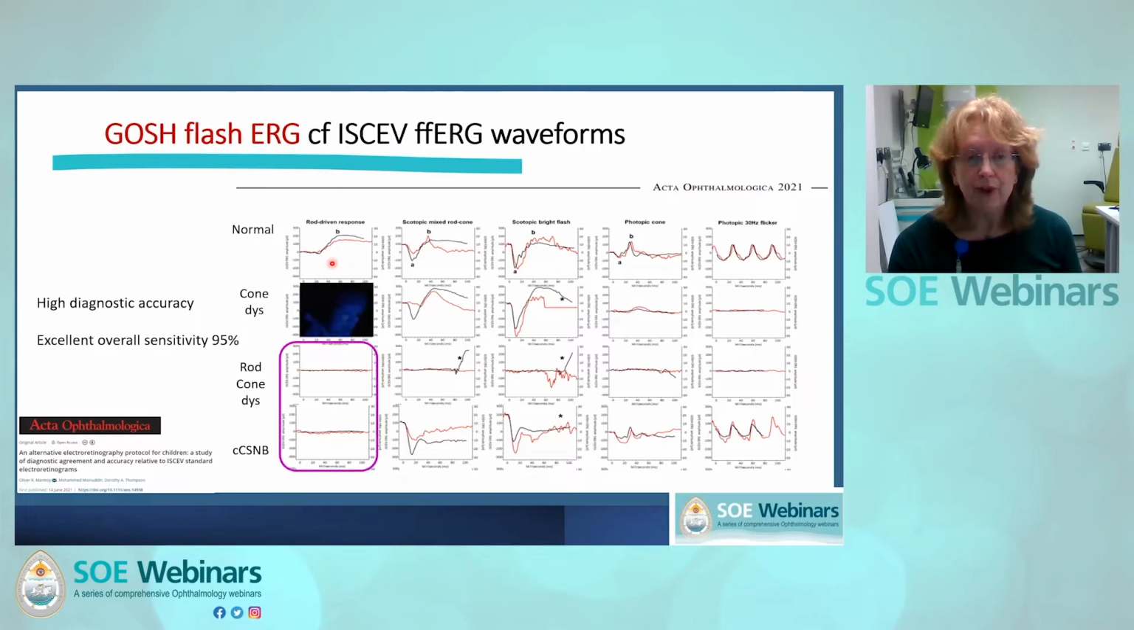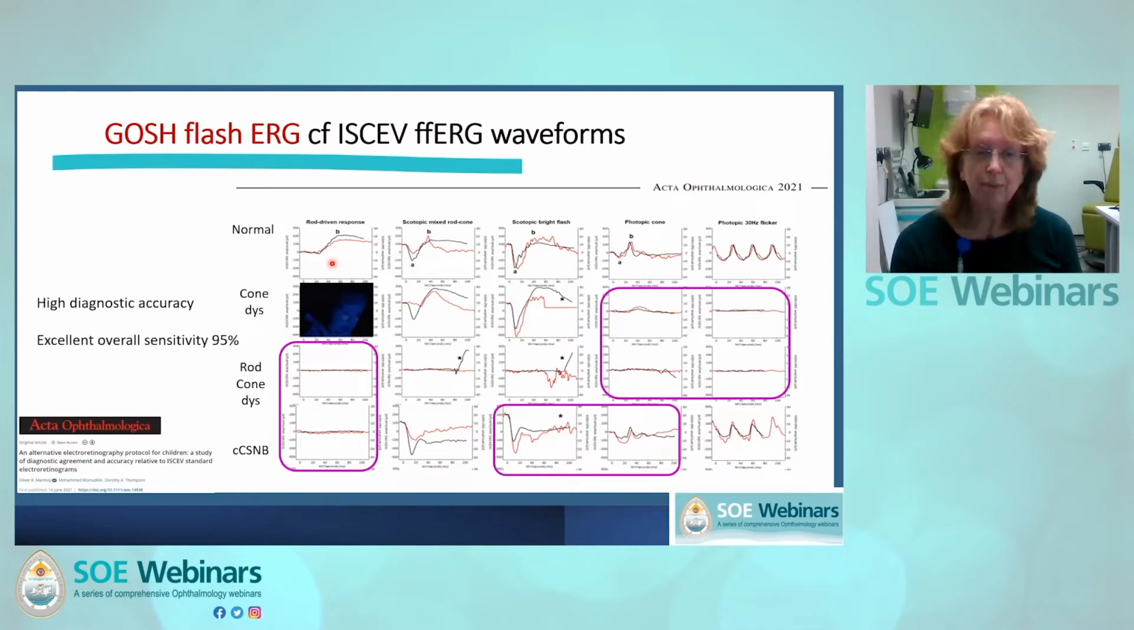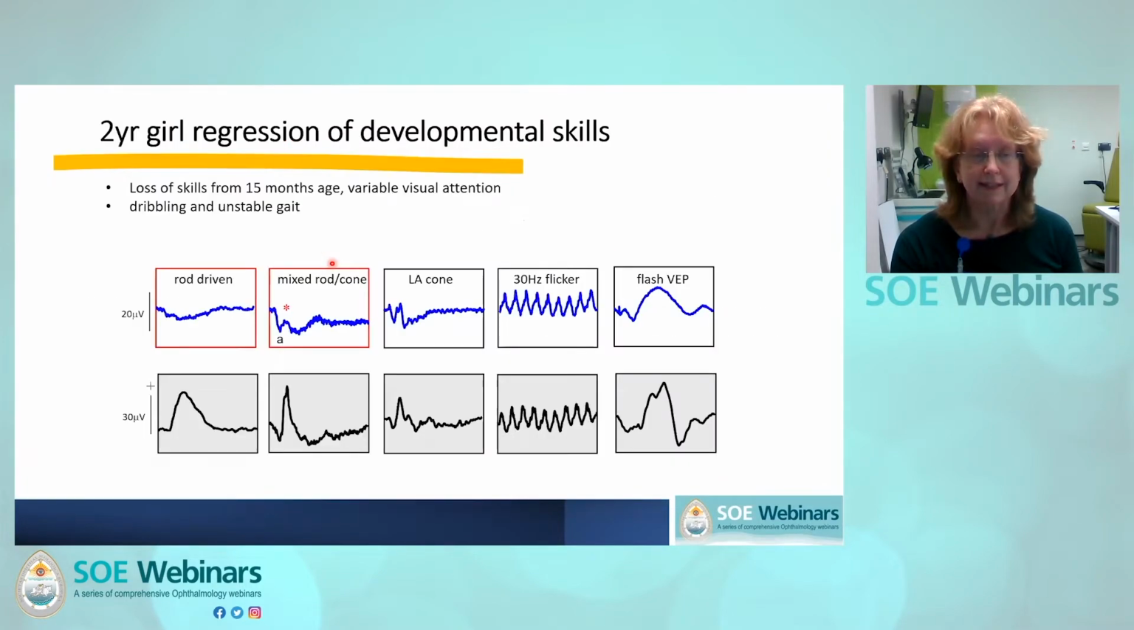Using the dim blue flash, we are able here to show that we've got profound rod system dysfunction in CSNB and in the rod-cone dysfunction, or we've got cone dysfunction correctly identified. But importantly, we also look at the shape of the ERG, and we can correctly identify negative ERG waveforms. The shape matters. And we found overall that there was very high diagnostic accuracy and excellent overall sensitivity. So let's put that to the test.